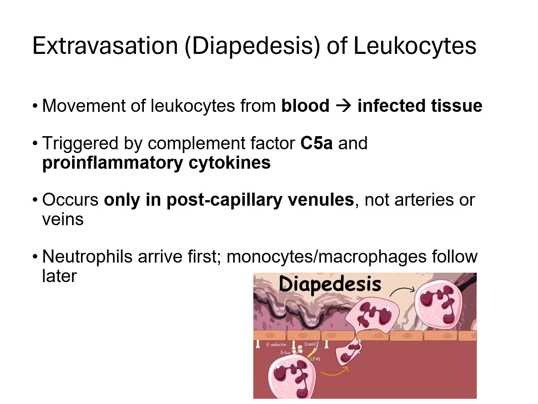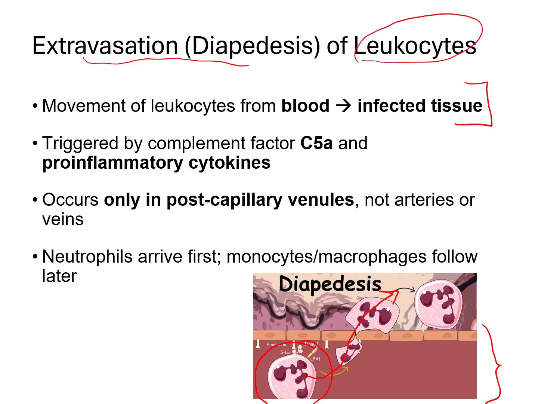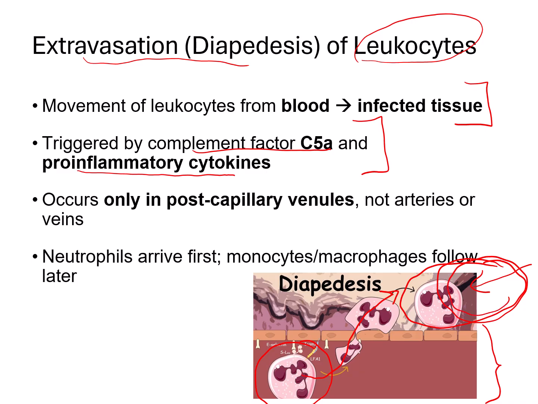Extravasation, also called diapedesis, is the movement of leukocytes or white blood cells from the bloodstream into infected tissues. So down here I can see part of a blood vessel. Here is a white blood cell, and I can see it's leaving the blood vessel to enter the tissues. Here, that must be the infection site. This is triggered by complement factor 5A and other pro-inflammatory cytokines that are released at the infection site.